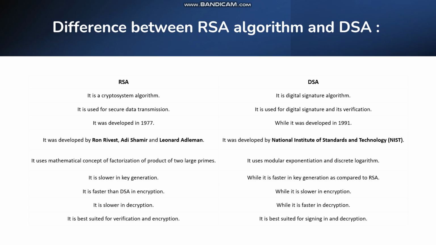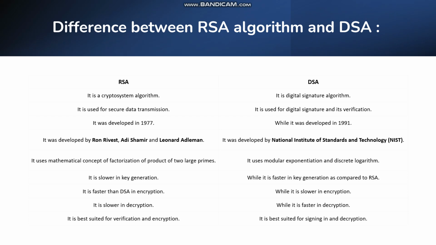RSA was developed in 1977, DSA was developed in 1991. RSA is named from the capital letters of the implementers of this key. DSA was developed by the National Institute of Standards and Technology. This national institute implemented all the information security standards.